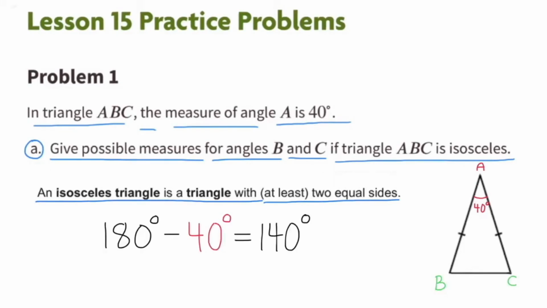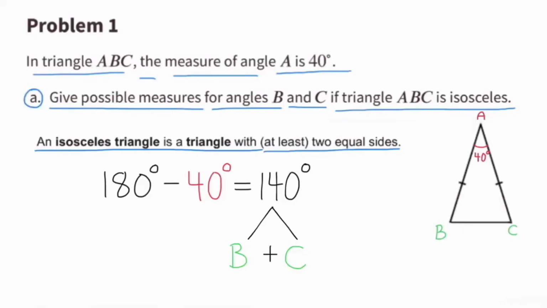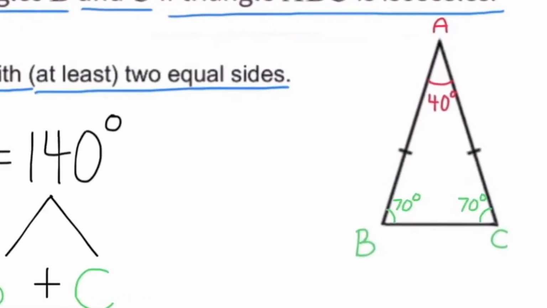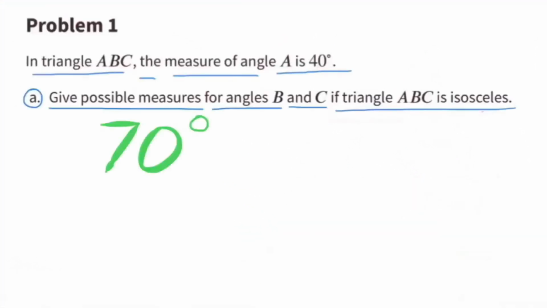Since all 3 of the angles in a triangle will total 180 degrees, I can subtract 40 degrees from 180 degrees, and I get 140 degrees, which would be the combined total of angles B and C. 140 degrees divided by 2 is 70, so angles B and C have a measure of 70 degrees.